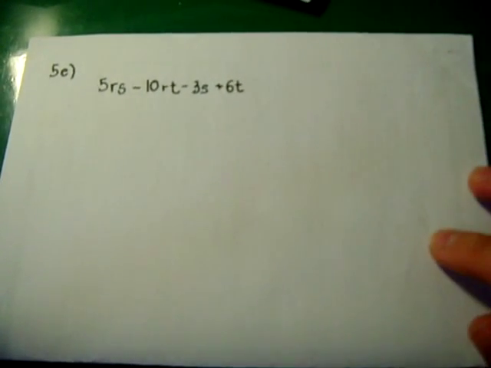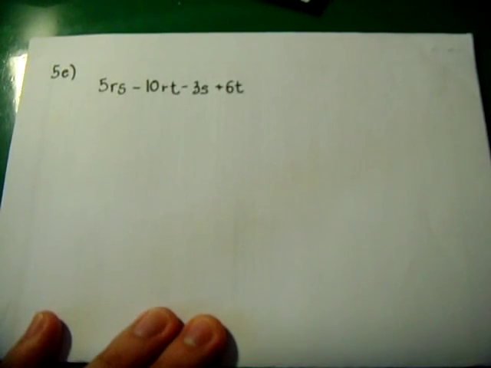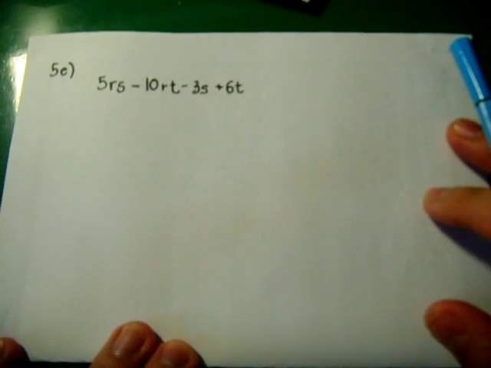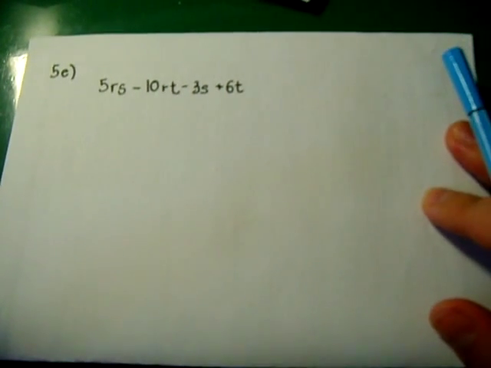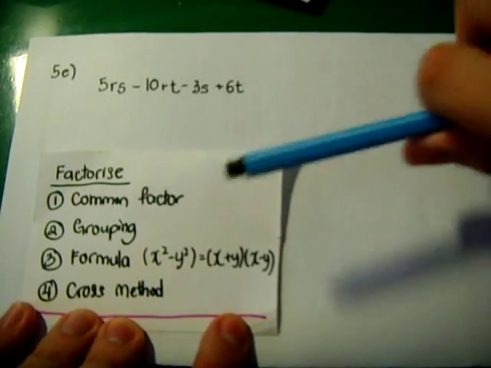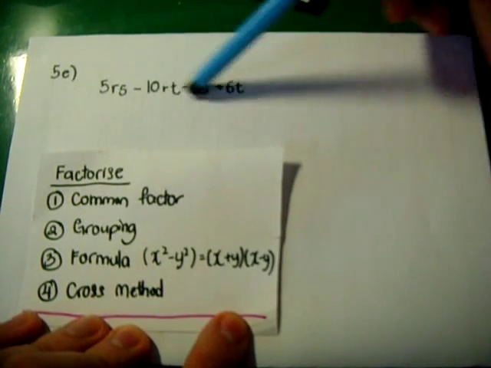Okay, next question. Question number 5e. We are given this expression: 5rs minus 10rt minus 3s plus 6t. We are supposed to factorize it. Now remember, when we do factorization, we have to follow 4 steps. First we look for a common factor. Let's see, are there any common factors between these 4 terms?